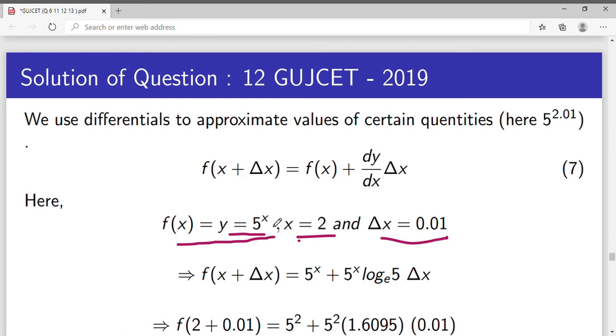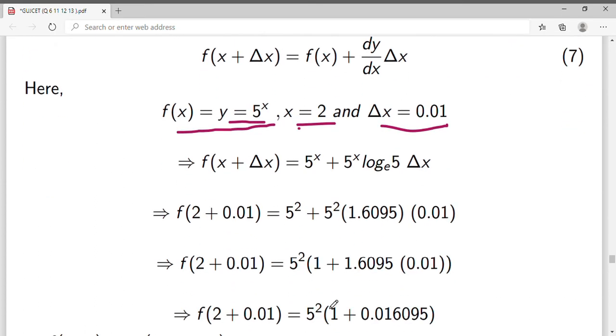So the derivative of a raised to x is nothing but a raised to x into log a. Here a is 5. So the derivative of 5 raised to x is 5 raised to x into log 5. Keep delta x as it is. Now here put all the values.